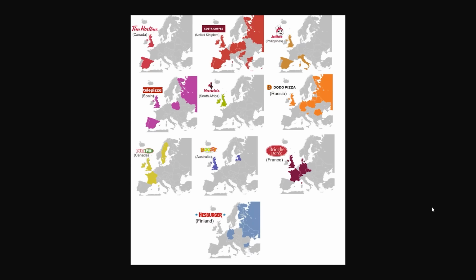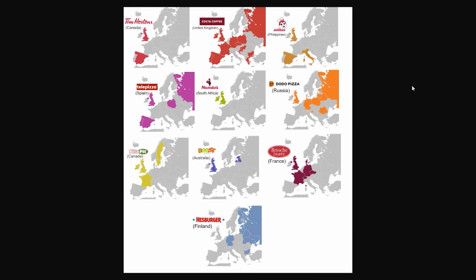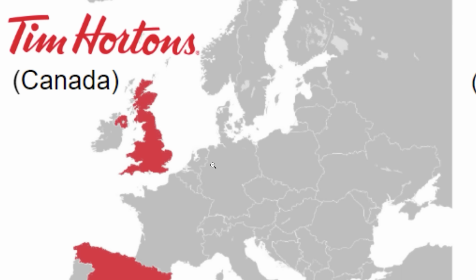But who cares about the European Union when you have non-US fast food chains? We've already seen a similar map with US fast food chains. Now we're going to exclude them. Tim Hortons out of Canada is in the United Kingdom and Spain. I literally just want to visit our neighbors to the north just to try this. What is the hype about?